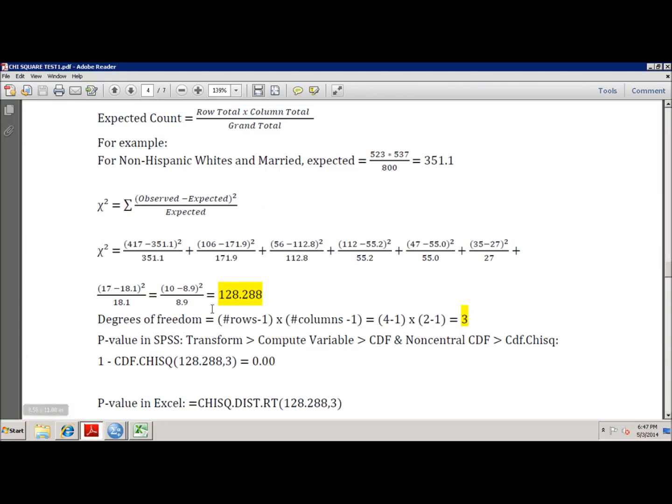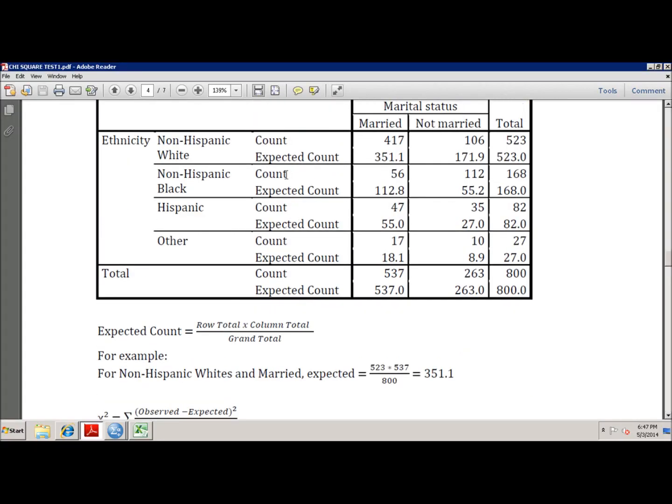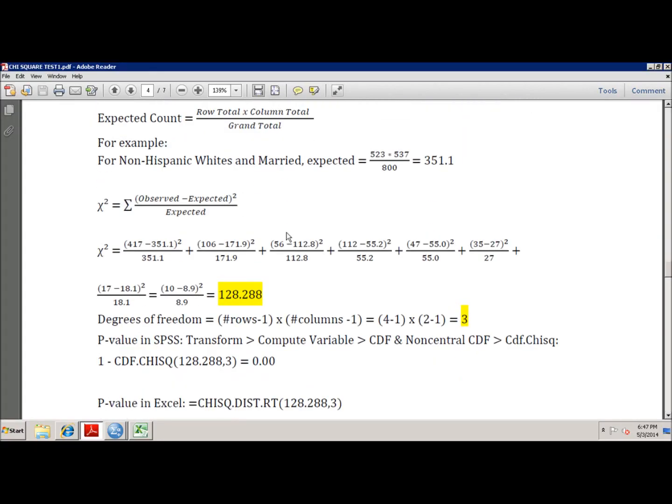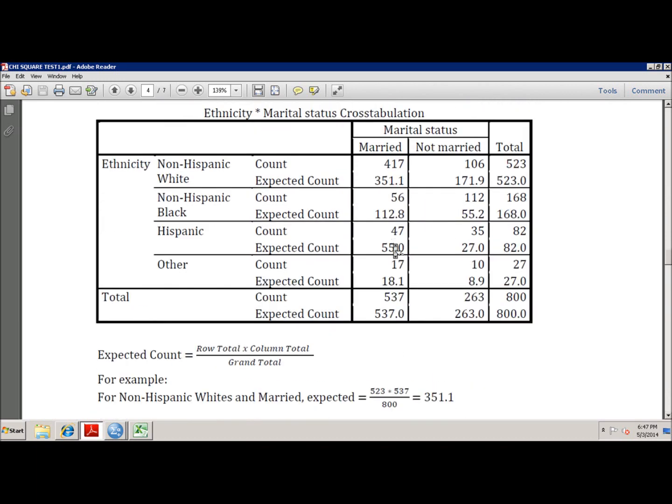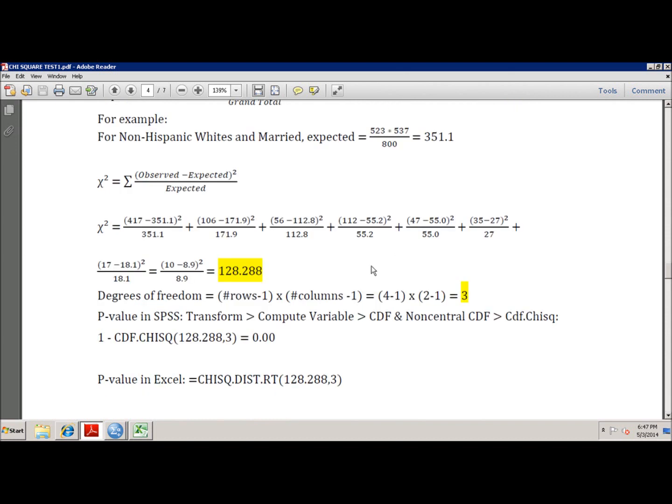Now, degrees of freedom for a chi-squared test statistic, remember from lecture, is rows minus 1 times columns minus 1. So how many rows do we have in this contingency table? We have 4. So rows minus 1 would be 3. Columns in this case is 2, so 2 minus 1 would be 1. So our degrees of freedom would be 3 for this test.